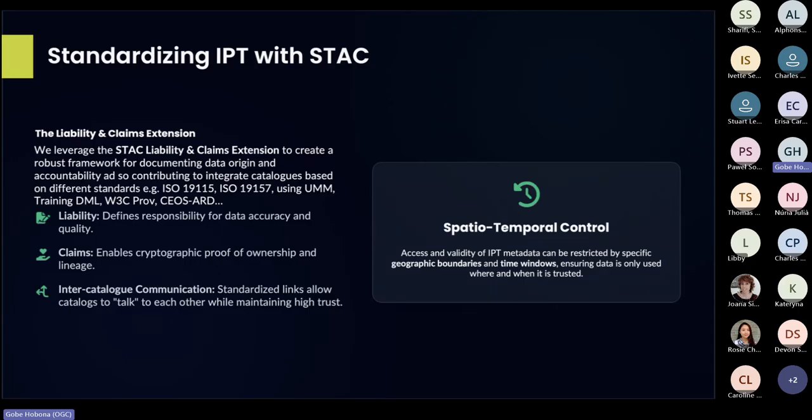So, why? Because in the last DQ for APT thread inside the last test by 21, we decided to develop a stack extension for liability and claims, to try to test all the different aspects of the connection between catalogs implementing different ISO standards. In the particular case it was 19115, 19119, and 19157, that are using UML, training DML, and missing some in the definition of training DML. And we were doing the most important part, the AI, for intelligence, and the W3C profile and so on.